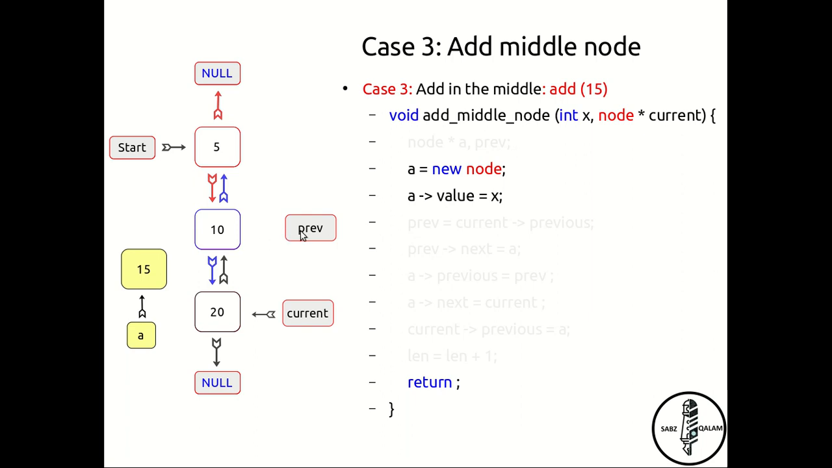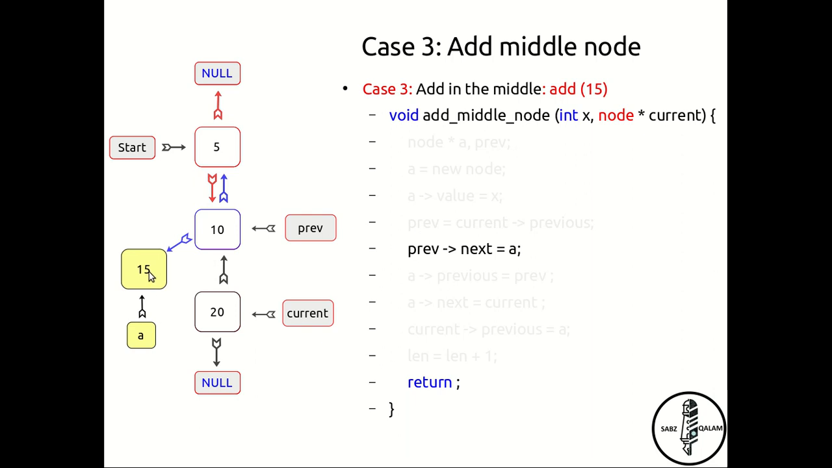So the first thing is that previous should be pointing to current's previous, so that's this guy. And this guy right now, 10, shouldn't be pointing to 20, it should actually be pointing to 15. Notice I've actually colored it blue deliberately. So previous's next shouldn't be pointing to current, it should actually be pointing to A.